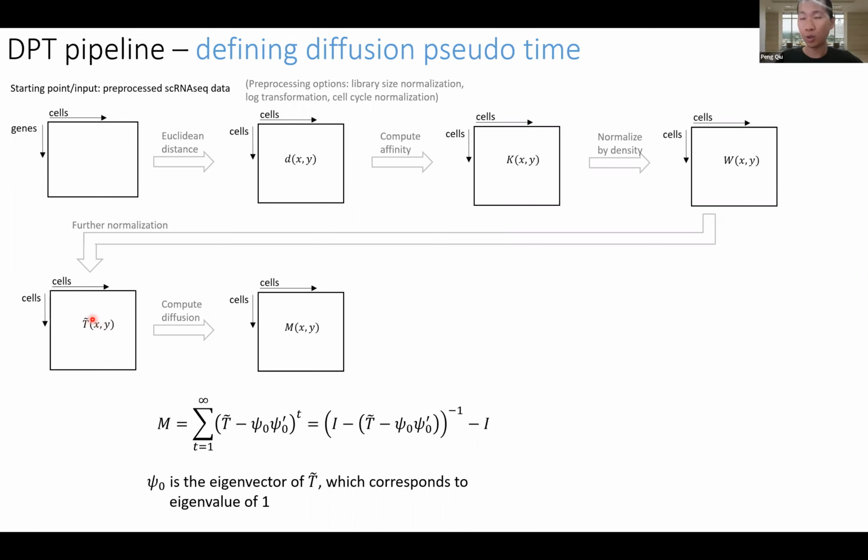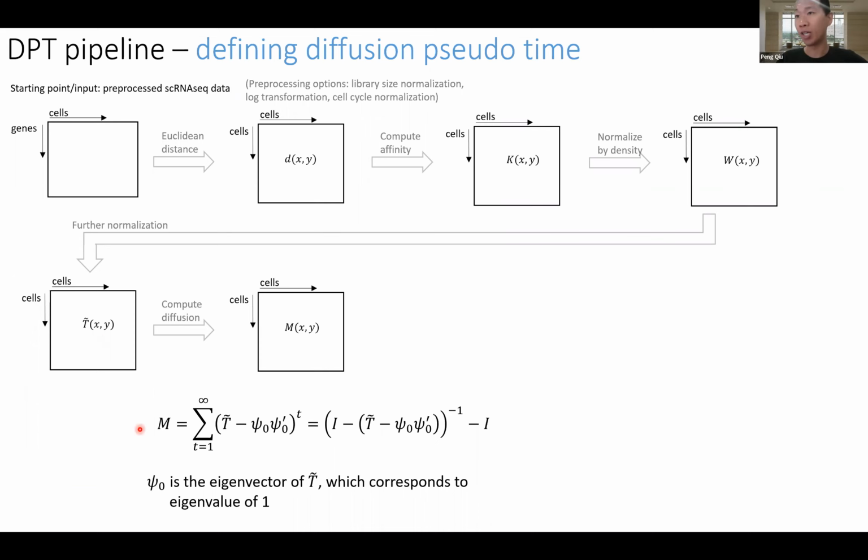So T tilde squared tells you, if you're at one cell and you're required to make two jumps, where can you go? The T tilde squared matrix will be less sparse because with two steps we can go to our neighbors and their neighbors. We can go further away, right? And we can also do T to the third power, T to the fourth power, and T to the infinity power. That's basically how this M matrix is computed.